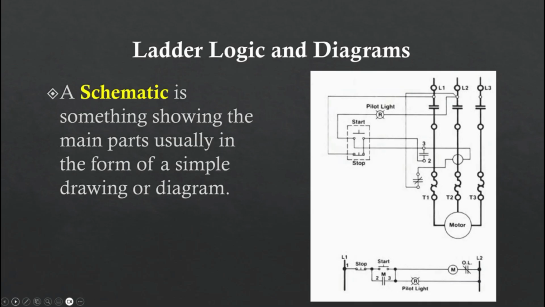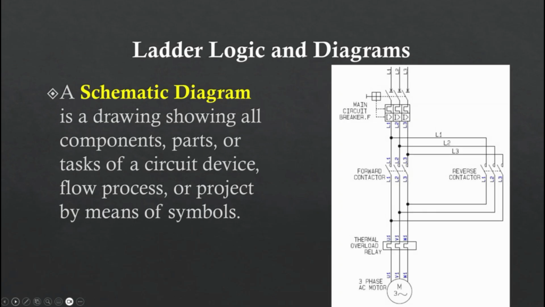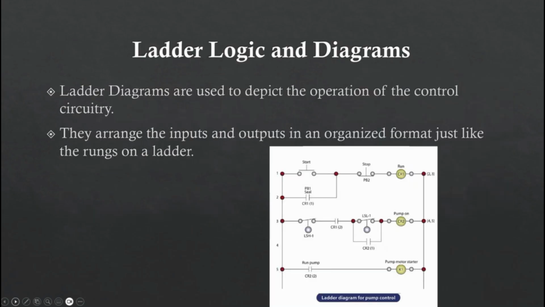A schematic is something showing the main parts, usually in the form of a simple drawing or diagram. A schematic diagram is a drawing showing all components, parts, or tasks of a circuit, device, flow process, or project by means of symbols. Ladder diagrams are used to depict the operation of the control circuitry. They arrange the inputs and outputs in an organized format, just like the rungs on a ladder.